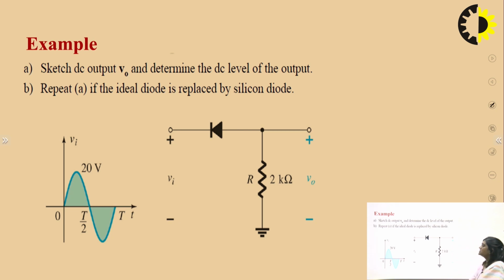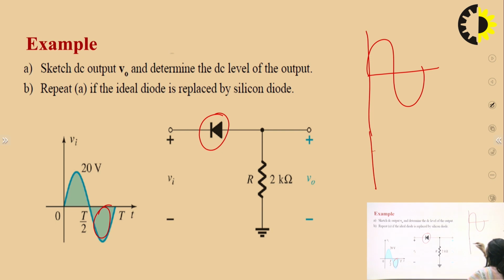So this is the numerical that we have to solve. In this, the input waveform is given, having a peak value of 20 volt, and this is the ideal diode. In this orientation only the negative cycle will be passed, because this diode will be forward biased in the negative cycle of the input signal. So if the input is this, the output will be this, and it will be equal to 20 volt. And for the DC value we have to calculate the DC level.